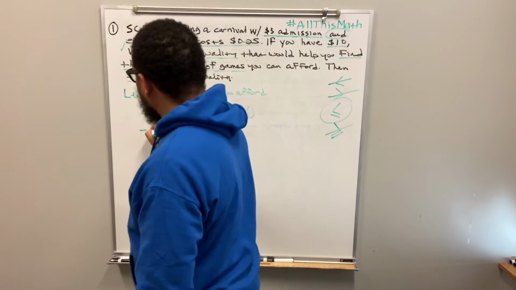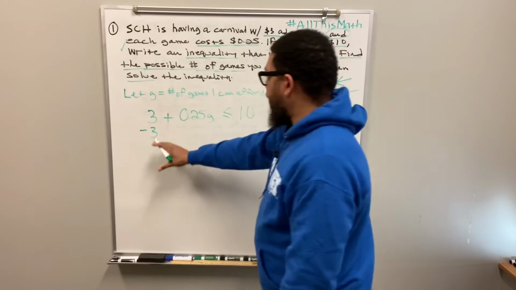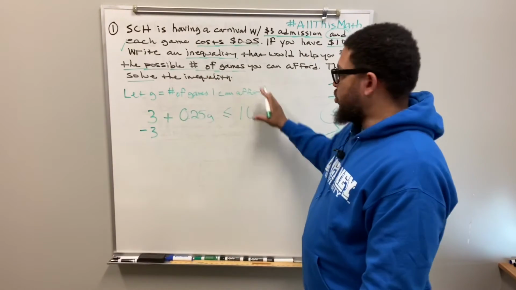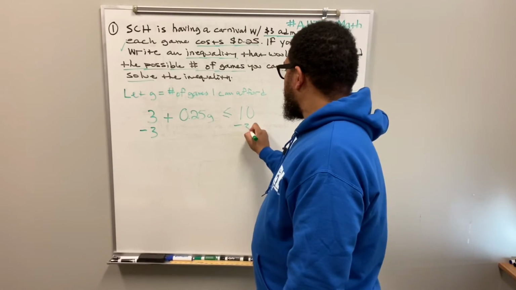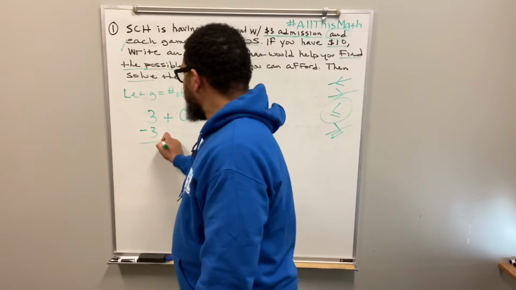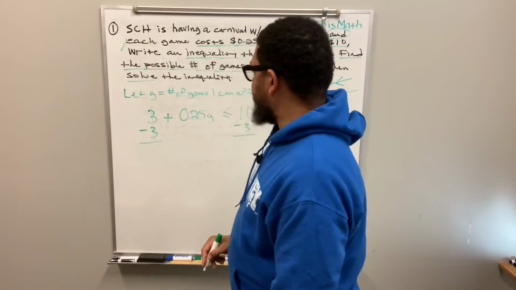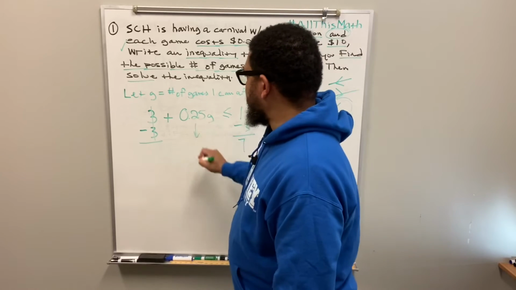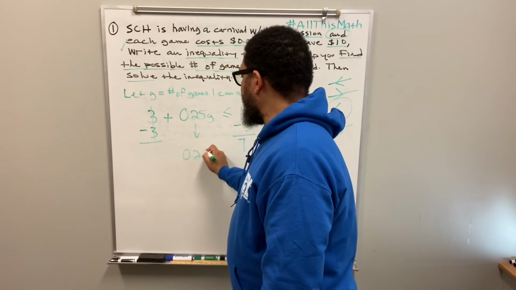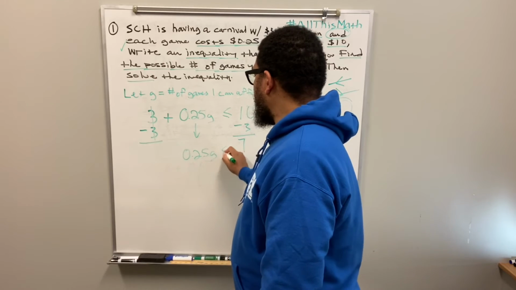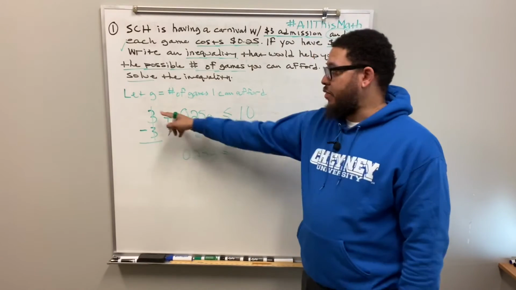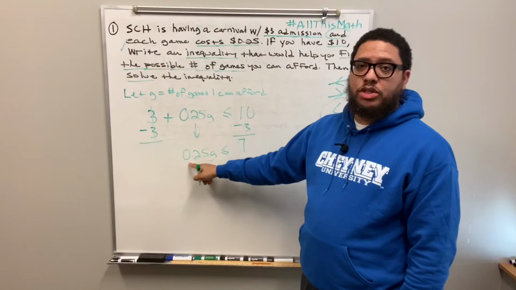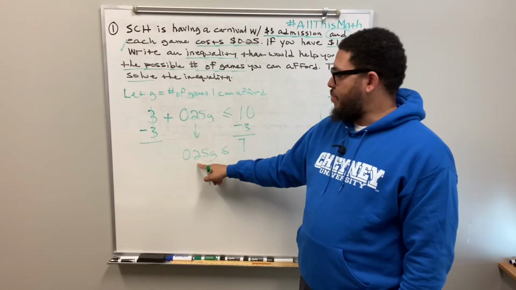So I do this right here, minus 3. And whatever I do on the left side, I have to also do on the right side. So I do minus 3 over here. 3 minus 3, that's gone. 10 minus 3, that's 7. This comes straight down. I haven't done anything with it yet. Now I'm getting closer to getting G by itself. I got rid of the 3. Now I'm going to get rid of the 0.25, or the 25 cents.